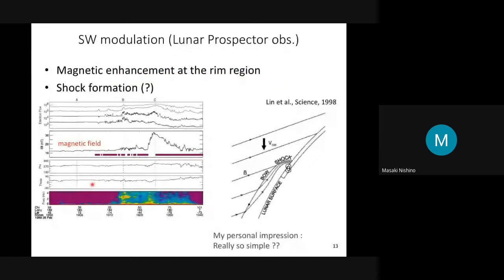And after that, by using Lunar Prospector data, which was obtained in orbit around the moon, such a very interesting magnetic field enhancement was detected. This makes us imagine that some kind of bow shock-like behavior took place around the lunar magnetic anomalies.